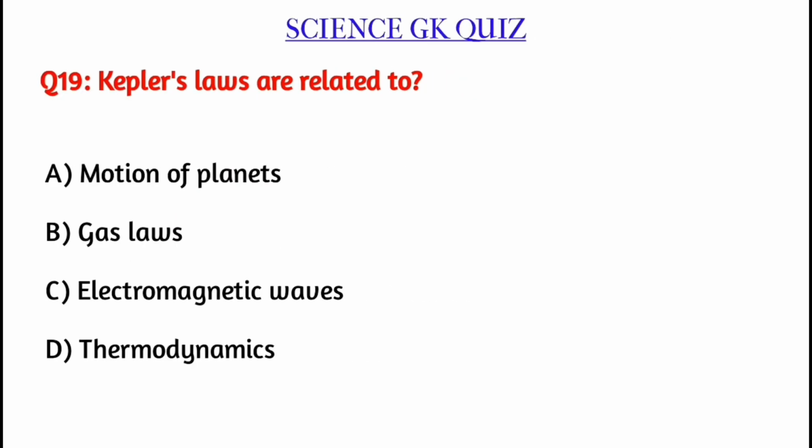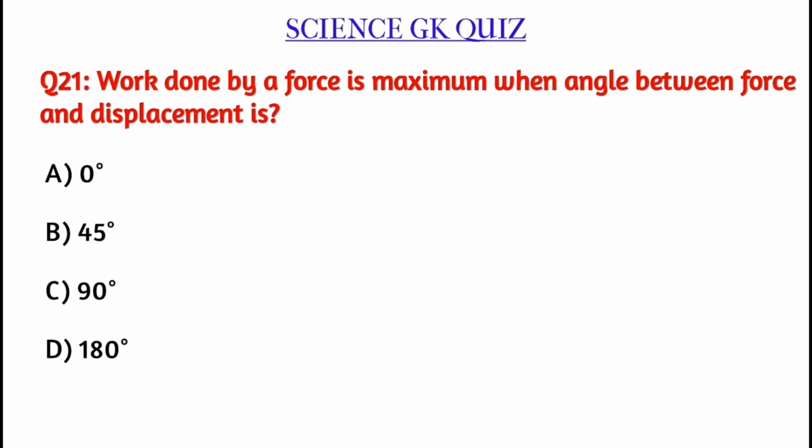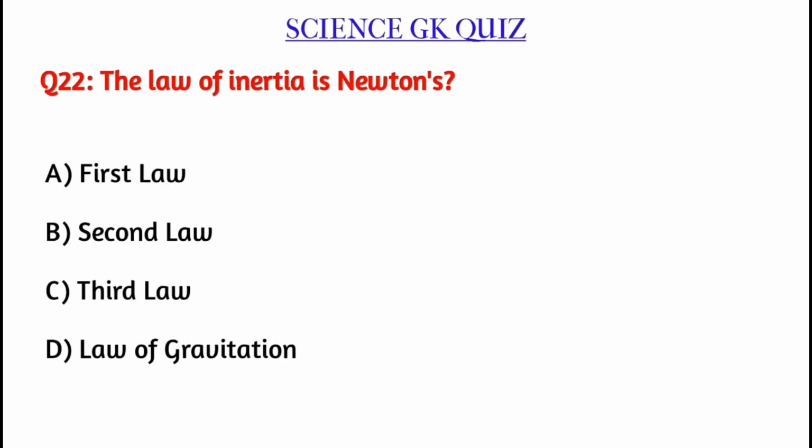Question number 19. Kepler's laws are related to... answer A, motion of planets. Question number 20. The value of g is minimum at... answer C, center of Earth. Question number 21. Work done by a force is maximum when the angle between force and displacement is... answer 0 degree. Question number 22.